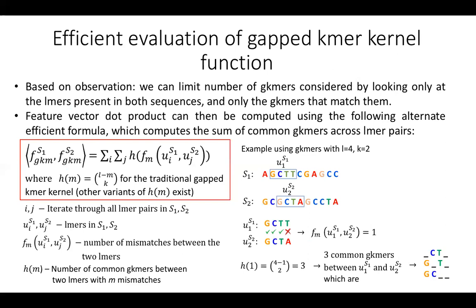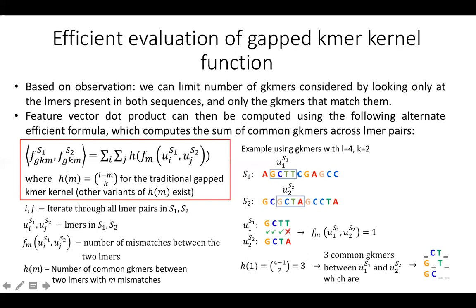Using this fact allows us to translate the dot product of two feature vectors into this alternate formula shown here, which says that the dot product is equivalent to performing a summation of common gkmers across all pairs of Elmers in the two sequences. Using this alternate formula significantly reduces the complexity of the dot product calculation. The number of common gkmers of a pair of Elmers is given by L minus M choose K, where M is the number of mismatched positions in the two Elmers.